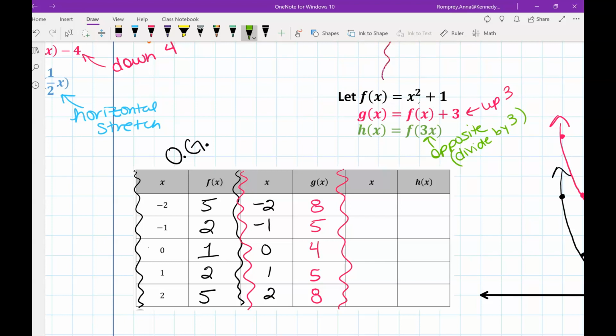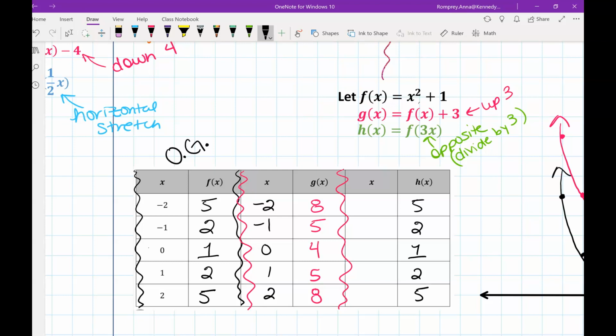So x values are changing. Is anything going on outside the parentheses? No, siree. So go ahead and fill in your y values. So am I filling in 8, 5, 4, 5, 8? No. Remember, it's a transformation of f of x, so make sure you go back to your original. So we take our original f of x values, our original y's, and we're going to plug those in. 5, 2, 1, 2, and 5.